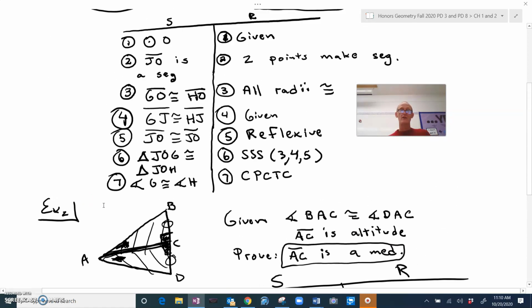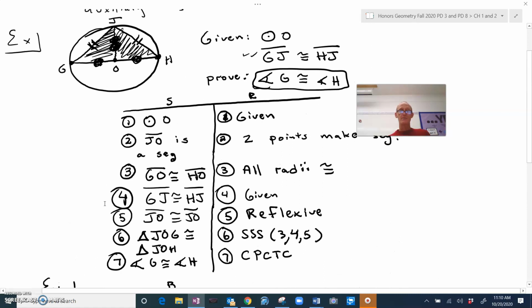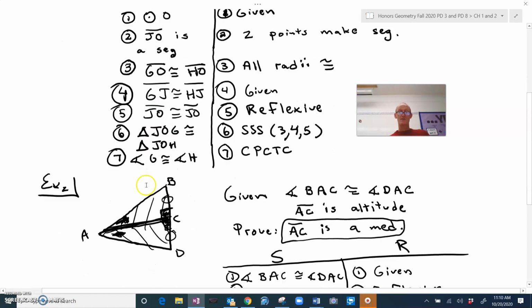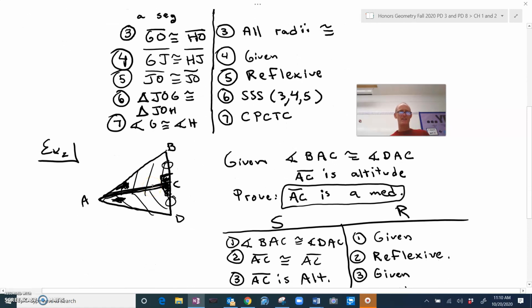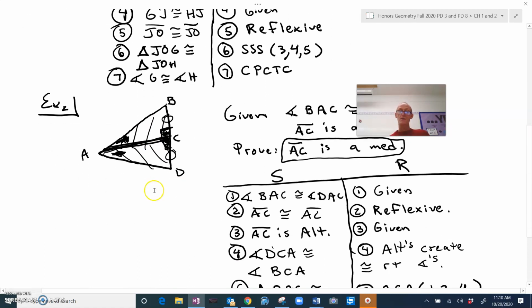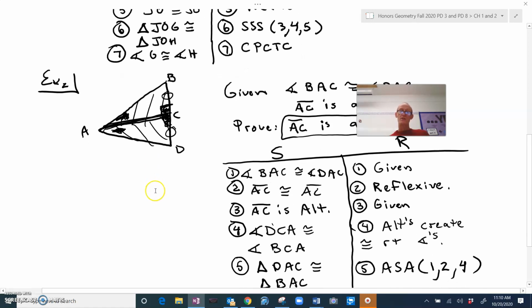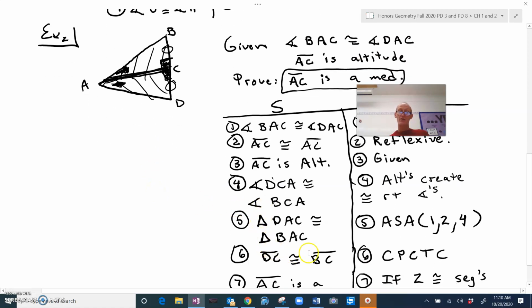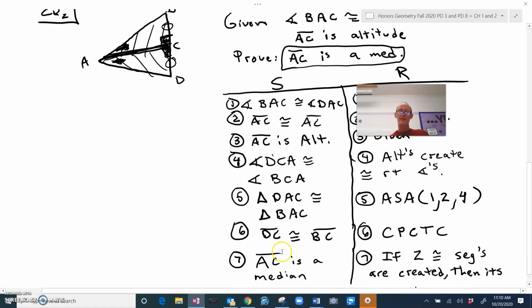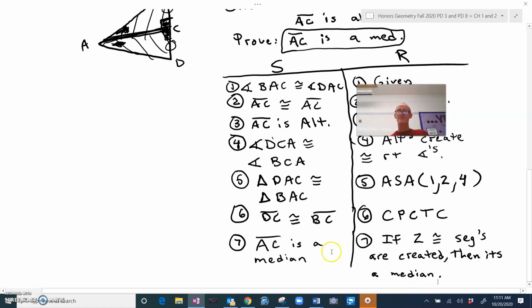The first example, we did auxiliary line. All right, 2 points make a segment. It's auxiliary. We needed it in the proof. And then we use side, side, side, and then CPCTC. Here we have in the second example, it's a little bit harder. But we use CPCTC after the triangles got congruent, and then we were able to say we had a median, because if two congruent segments are created, then it's a median. That AC is a median, okay?